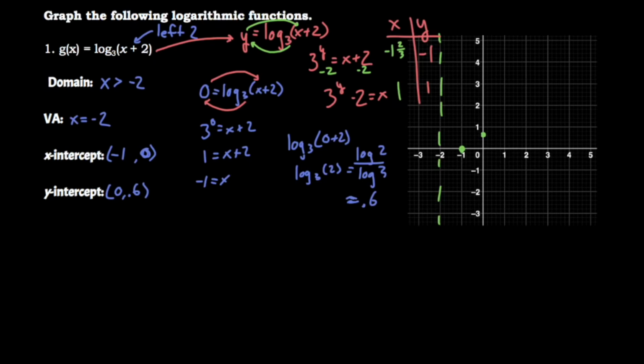So now I have these points -1 2/3, which is really close to -2, comma -1, so like right here, and then 1, 1, which is over here. So you can see the graph, again, is approaching this vertical asymptote of x equals -2, and then kind of sloping off to the right.